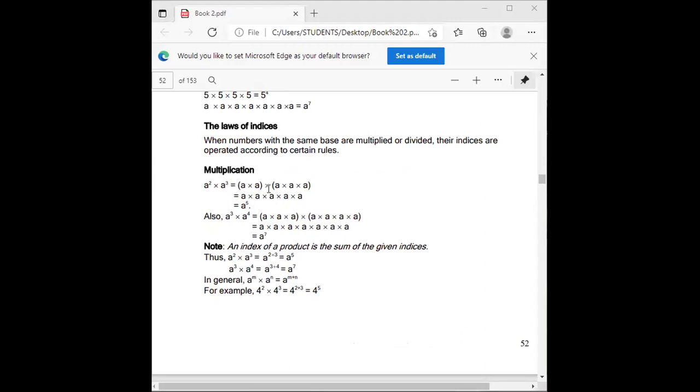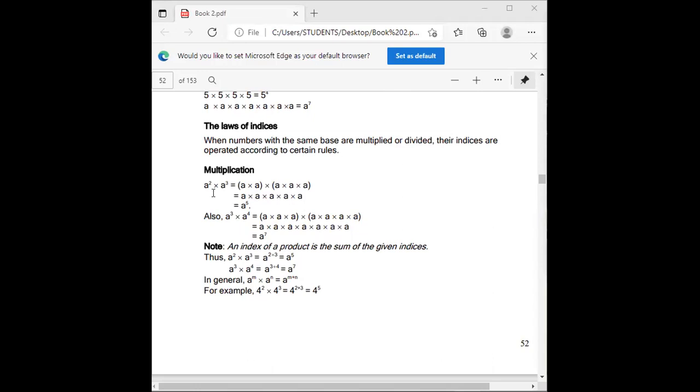So, that one is we are trying to prove the laws that we have just looked at. The first one, that's for the first law. That's what we call the multiplication law.